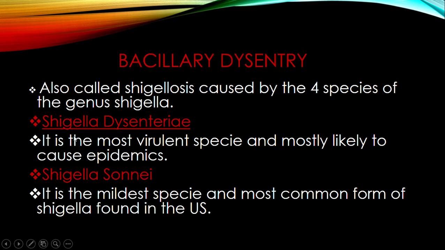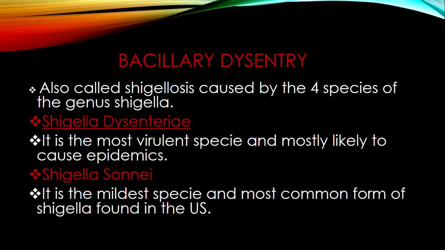The first one is Shigella dysenteriae. Shigella dysenteriae is the most virulent species and most likely to cause epidemics. So it's the most virulent, and it's the one which is likely to cause epidemics, the outbreaks.